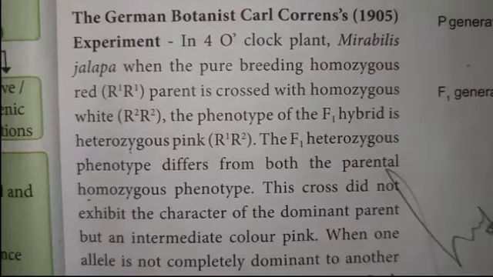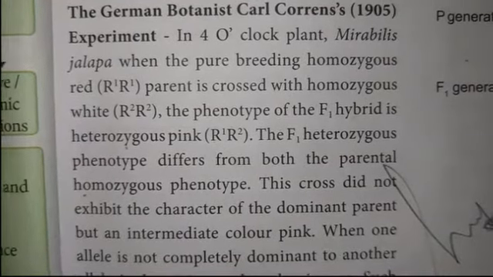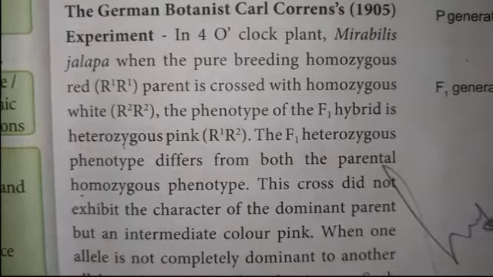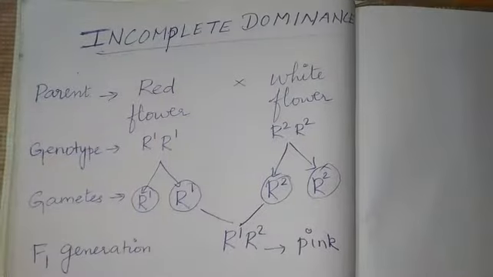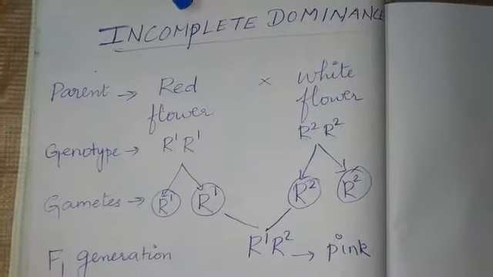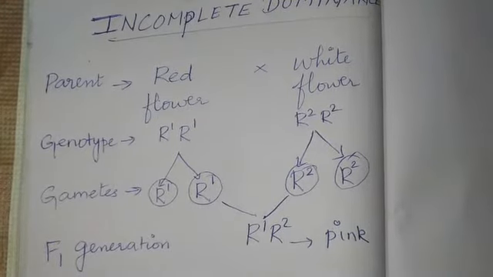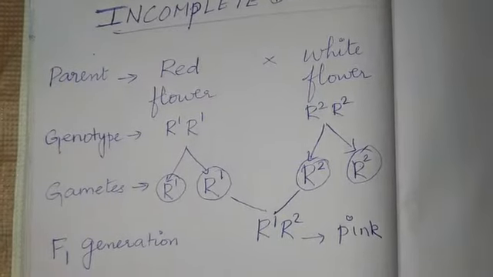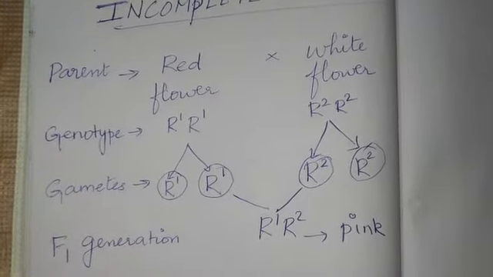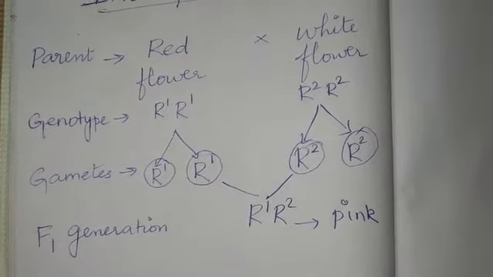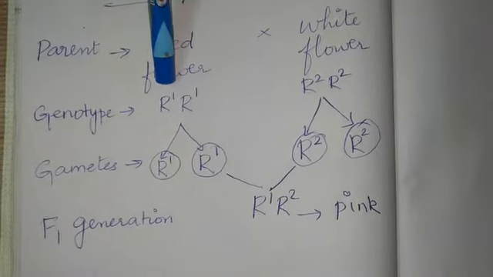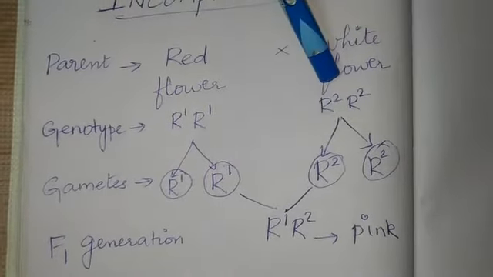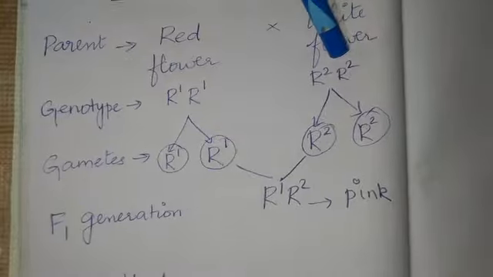It contains two different types of flowers, a red and a white flower. Incomplete dominancy was first reported in the plant Mirabilis jalapa by Karl Correns. This Mirabilis jalapa produces two types of pure breeding flowers: a pure breeding homozygous red with genotype R1R1 and a white with genotype R2R2.